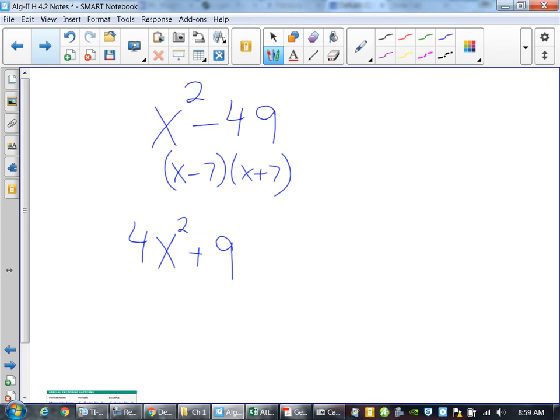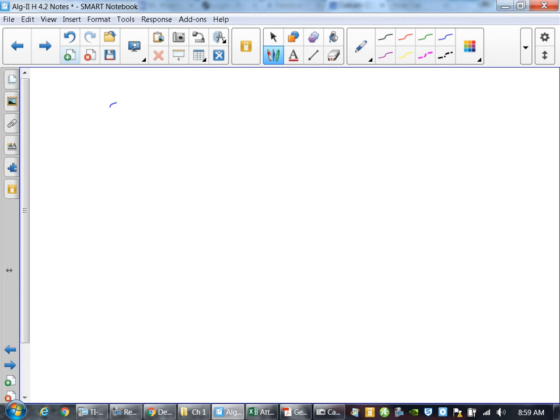Not yet. Would it be 2x plus 3 squared? No. If you do 2x + 3 quantity squared, oh wait, you're right, you get 4x² plus 6x times 2, so it's 12x plus 9.